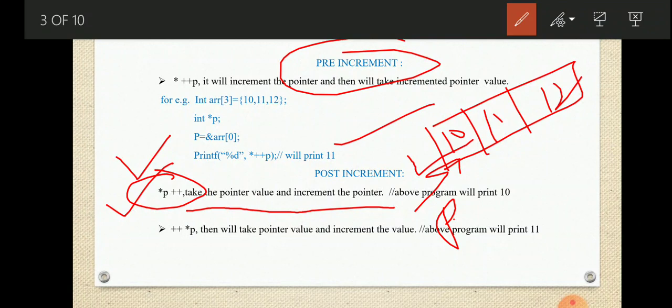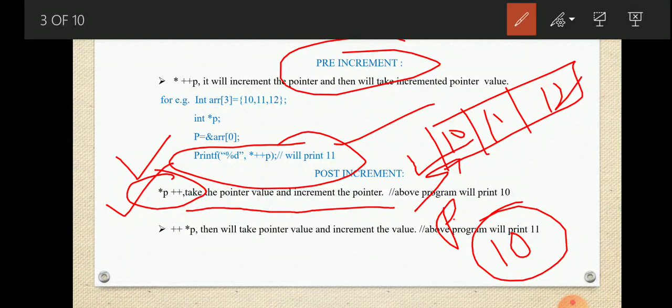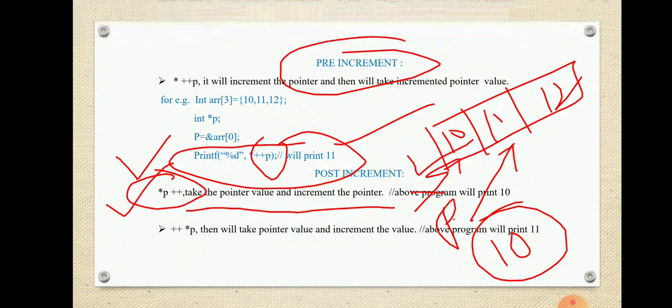It will take the value 10 and simply print 10. When we execute this, the pointer will change. It will print 10 only, and after printing, it will increment p to the next index. So in the case of pre, first we increment and then take the value. But in the case of post increment, we first take the value and then increment the pointer, right? Okay.